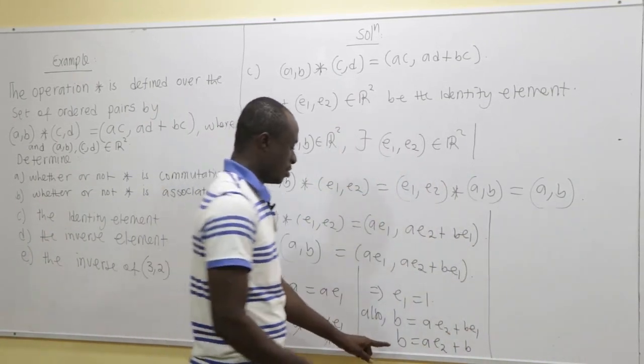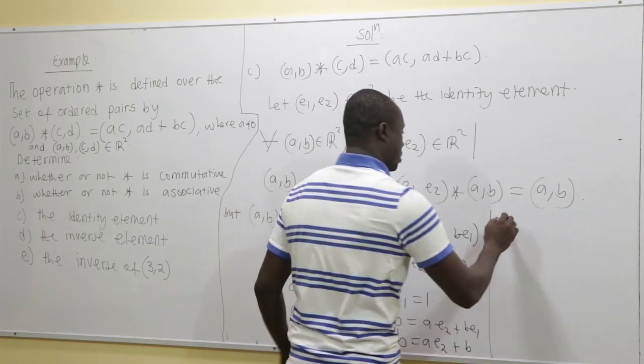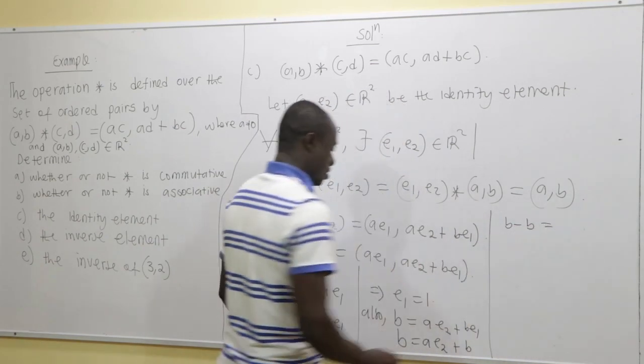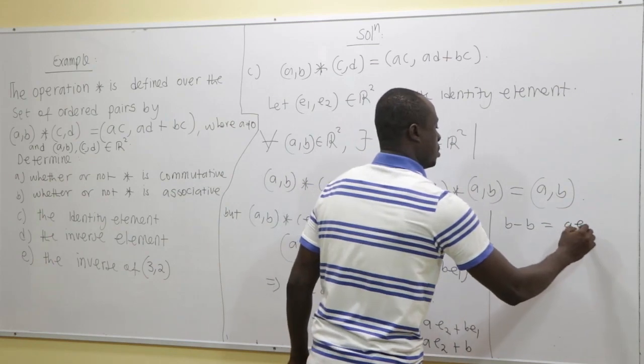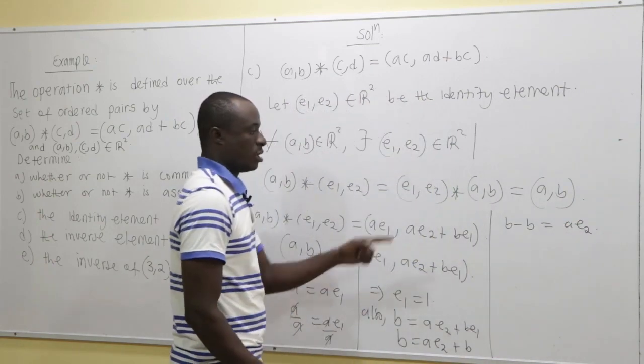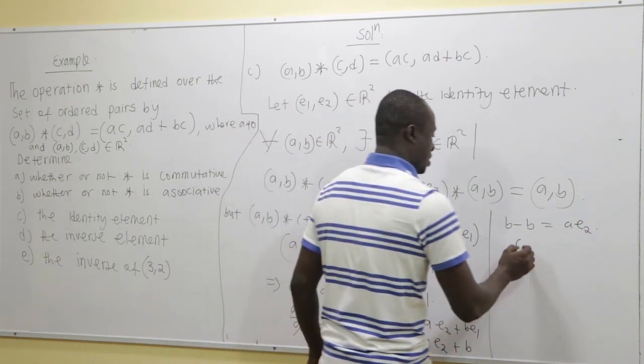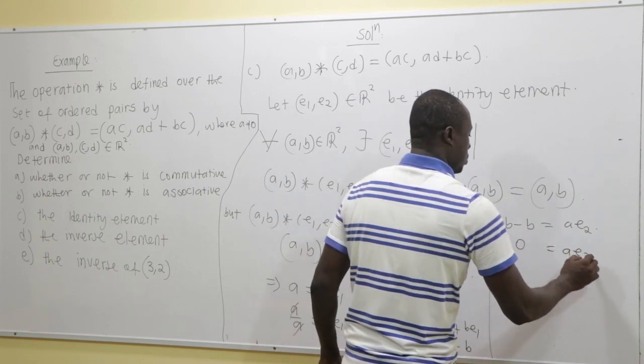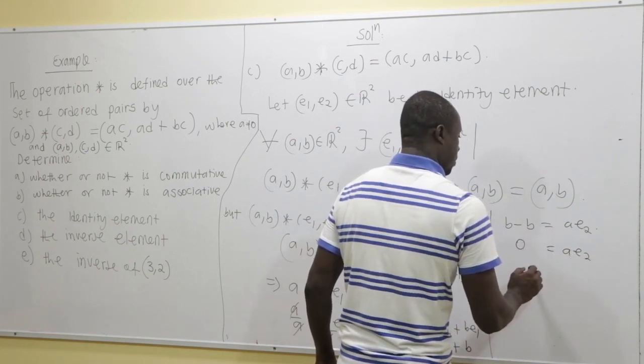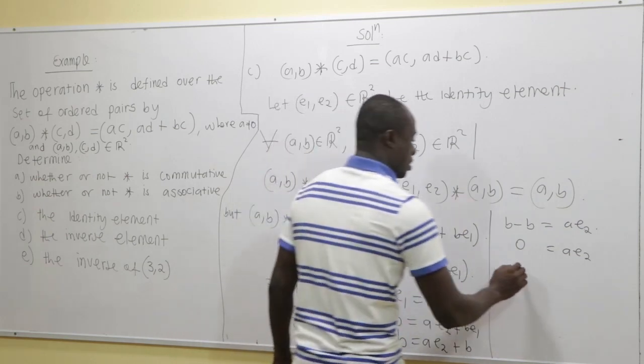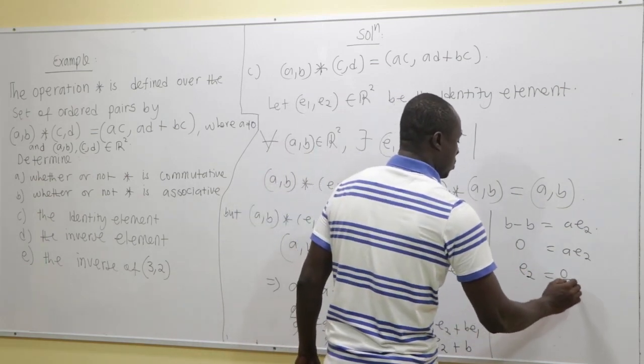Finding E2, so what do you have? Grouping like this, B minus B equals AE2. Now what is B minus B? That is 0. So you have 0 equal to AE2. So finding that is E2. So our E2 is equal to 0 over A.